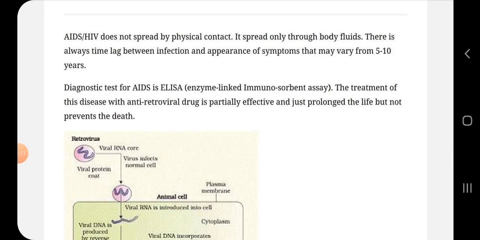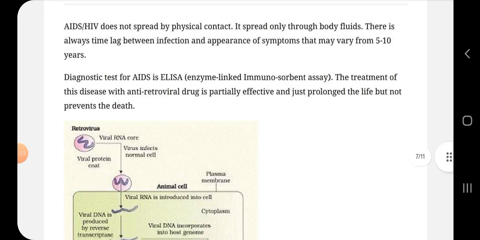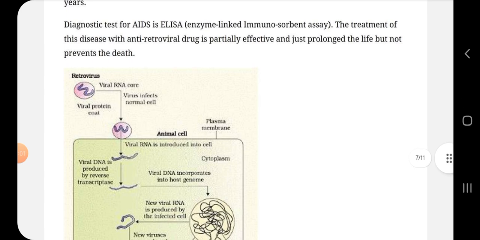There is always a time lag between infection and appearance of symptoms, which may vary from 5 to 10 years. The diagnostic test for AIDS is ELISA, that is, enzyme-linked immunosorbent assay. The treatment of this disease with antiretroviral drugs is only partially effective and just prolongs the life but does not prevent death.